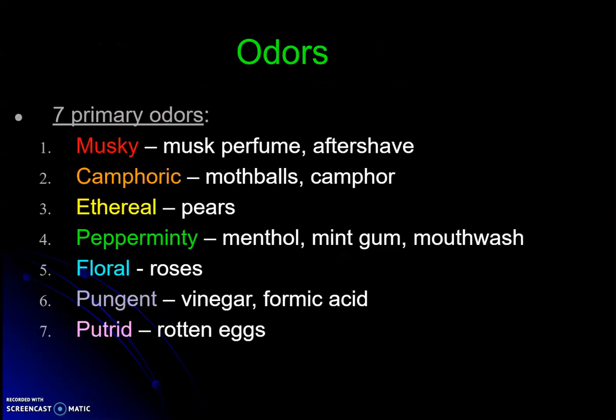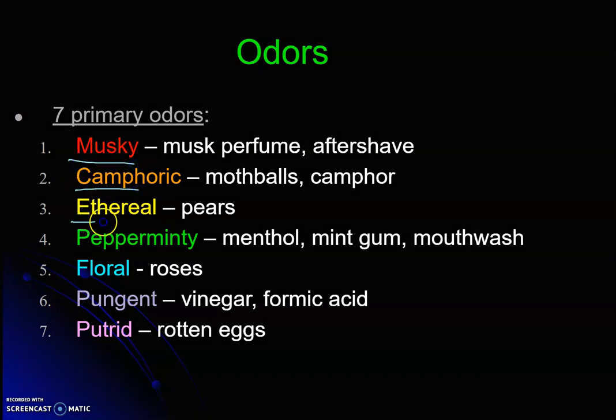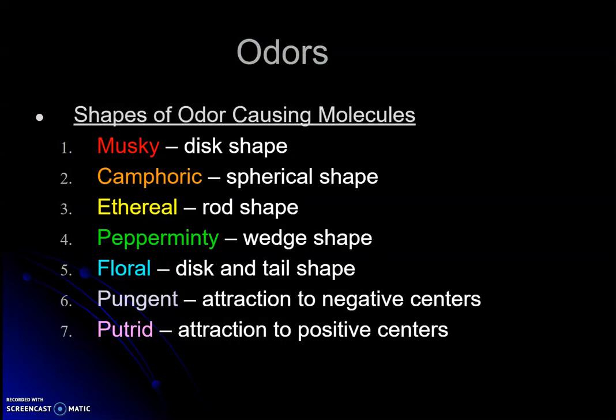You don't need to know these, they are just examples, but there are 7 primary odors that we can ascertain with our olfactory senses, our nose: a musky, a camphoric, ethereal, pepperminty, floral, pungent, and putrid. So things like perfume and aftershave and mothballs and pears and menthol and roses and vinegar and rotten eggs, those are all a wide variety of smells.